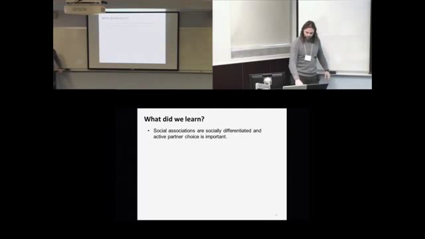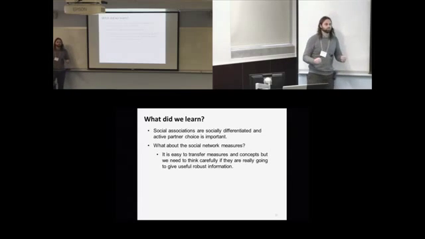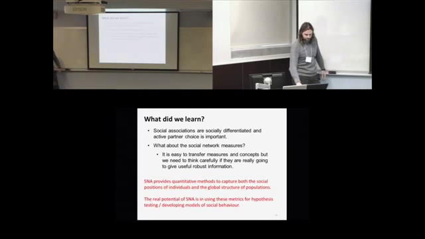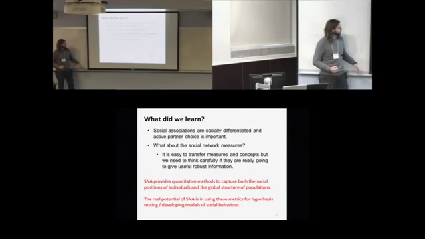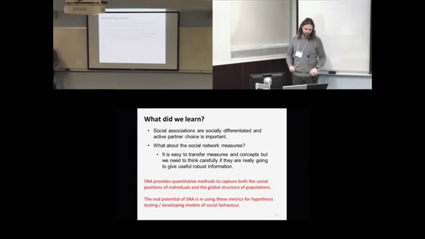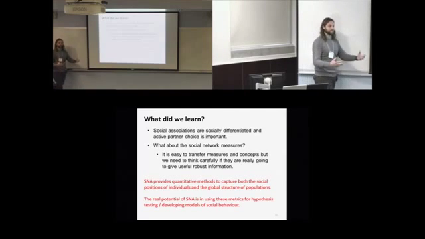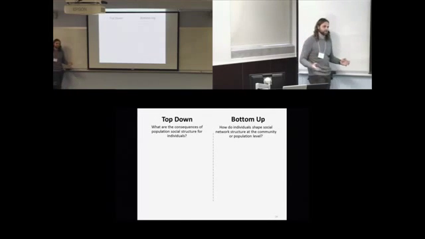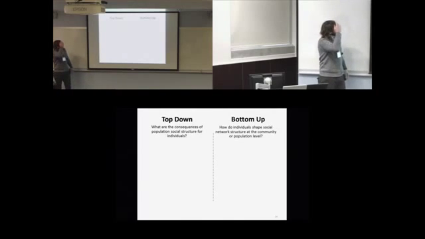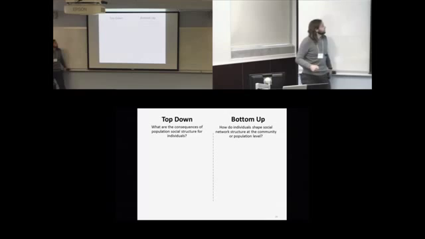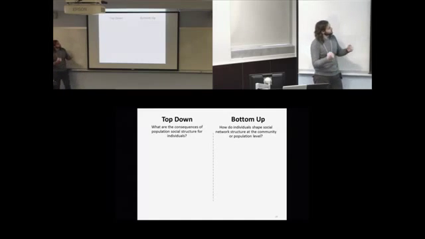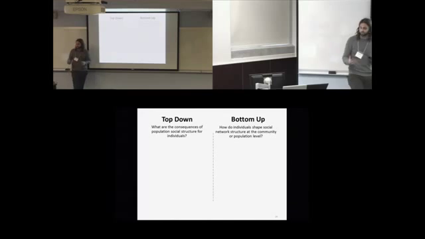Associations were differentiated. I think it's easy to borrow measures and techniques, but we need to think carefully whether they're really going to give us useful information and are applicable to our system. It showed us that we can capture the social structure of populations. But the real potential, I think, is in using this to test hypotheses or to develop models of social behavior against which we test our observed data structure. In the way I've been thinking about this, there are at least two ways we might approach it. We can think about it from a top-down perspective: what are the consequences of population social structure for individuals? Or the other way around: how do individuals shape the social network structure at the community or population level, from the bottom up?